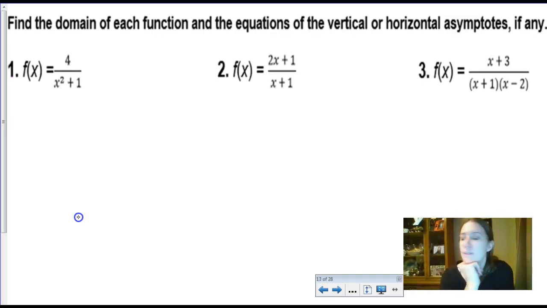This is, I believe, on the back of your notes now. And we're going to be looking at a few examples where all I want from you is to find the domain, and then I want you to tell me if there's any vertical or horizontal asymptotes. So I do this in kind of a backwards order.